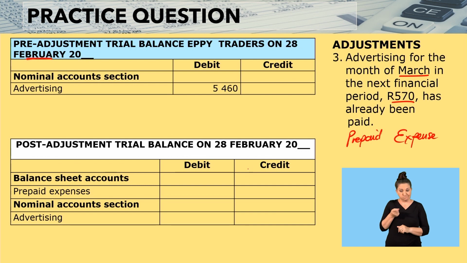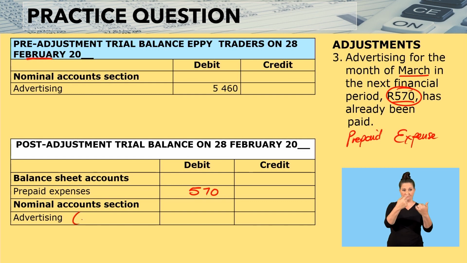When we have a prepaid expense, we come in our post-adjustment trial balance under the balance sheet account section, and we say prepaid expense, and the amount is 570, and we bring it to the debit side, 570.